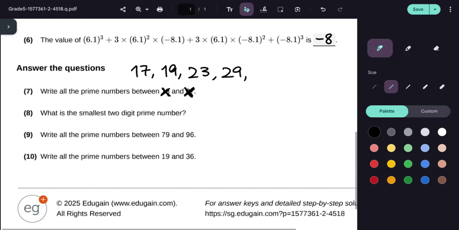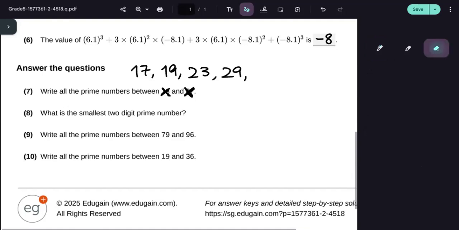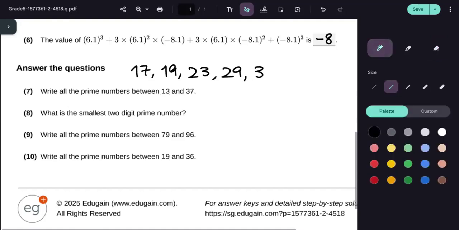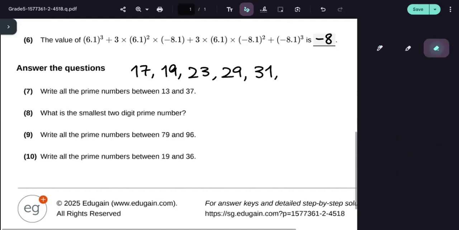Okay, 29 doesn't have a factor. 30, 31, 32 have, 33 have, 34 also have, 35, 36, 37. So that will be it. So it will be like that.